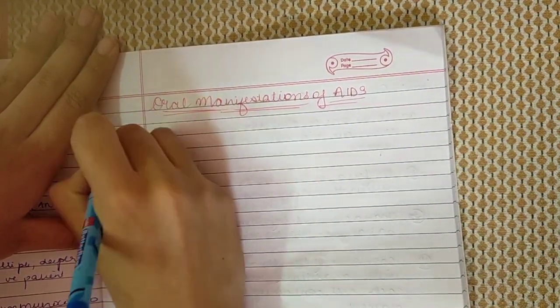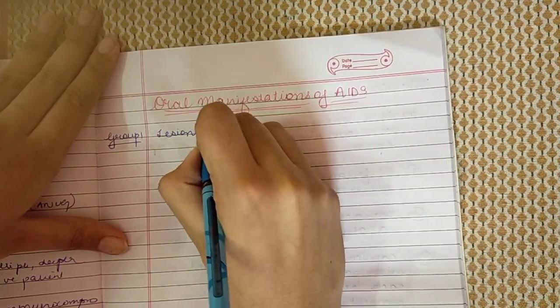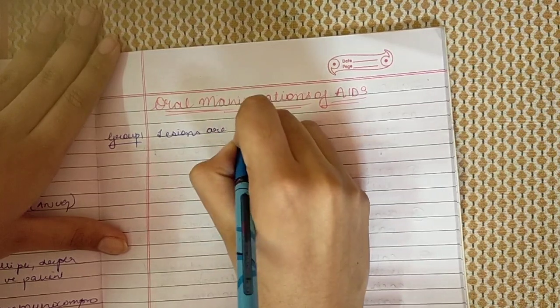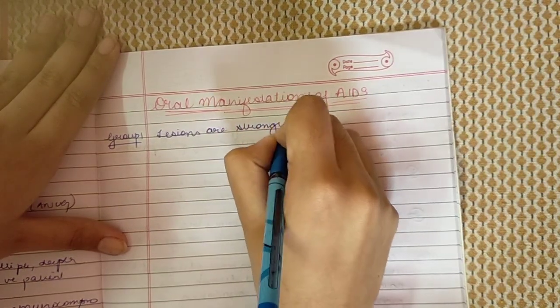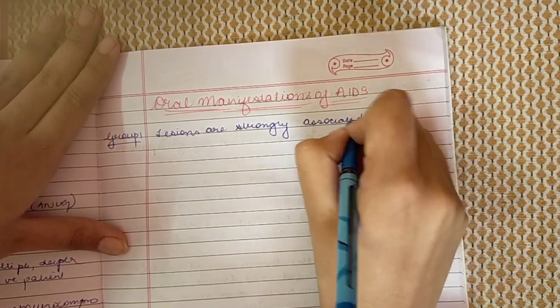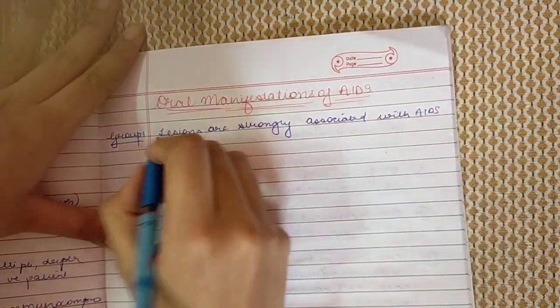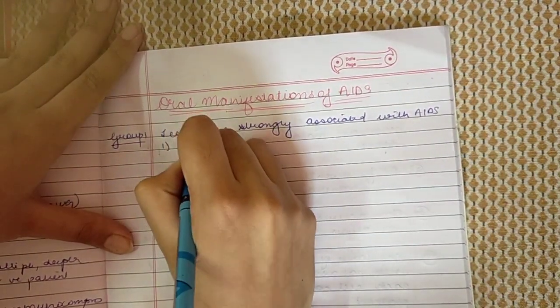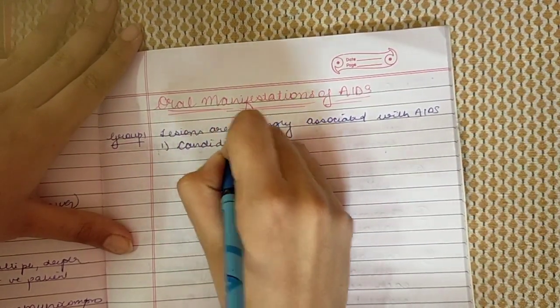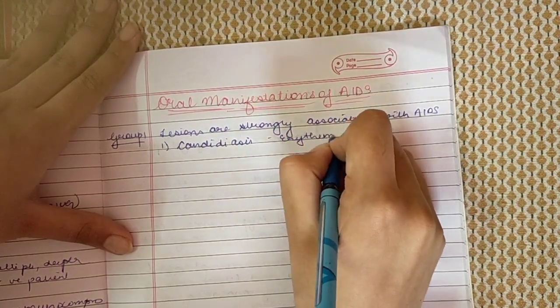Group 1 has lesions which are strongly associated, significantly associated with AIDS. Now, what lesions come in this category? First of all, candidiasis. As I told in the earlier part, it can be either erythematous or non-erythematous.